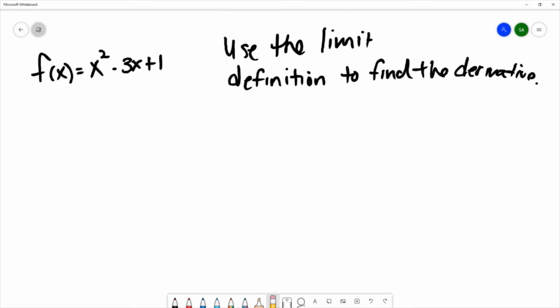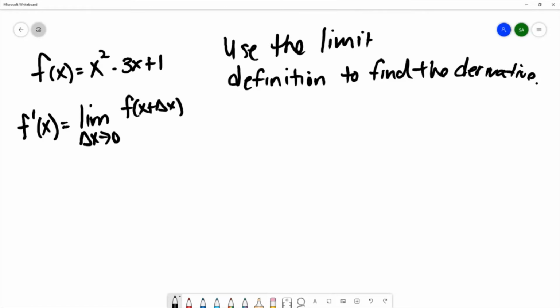This question says to use the limit definition to find the derivative. The limit definition of the derivative is f prime of x, the derivative of f of x, is the limit as delta x approaches 0 of f of x plus delta x minus f of x over delta x.